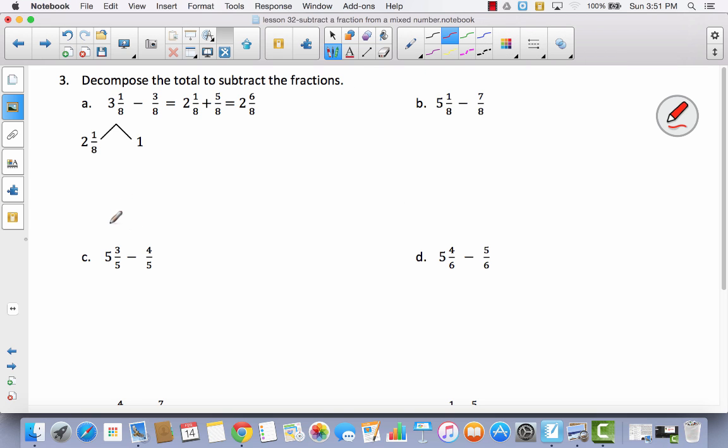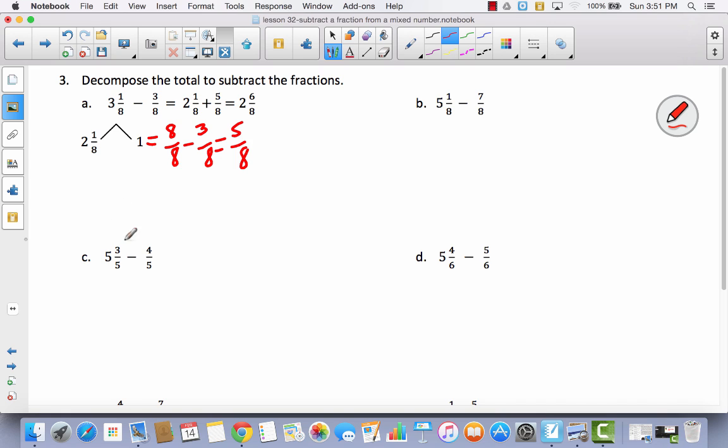Okay, so let's take a look at what they did. First of all, they decomposed the large number, which is 3 1/8. We're trying to take away 3/8. Well, I can't take 3/8 away from this 3 1/8. So they said, well, let's take 3 1/8 and break it down into 2 1/8 and 1 whole. So they said, well, this 1 whole is the same thing as 8/8. Well, I can take 3/8 away from this 8/8, and that leaves 5/8.